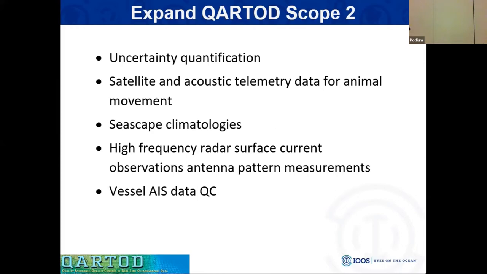So in the five-year plan, we listed these five potential expanded topics. Uncertainty quantification: rigorous uncertainty quantification is rarely done and almost desperately needed across the board. Seascape Climatologies is a NOAA CoastWatch product that provides pelagic habitat classification. And then the vessel AIS data QC. AIS positions are widely used, and we've had a suggestion that quality control of those data would be helpful.